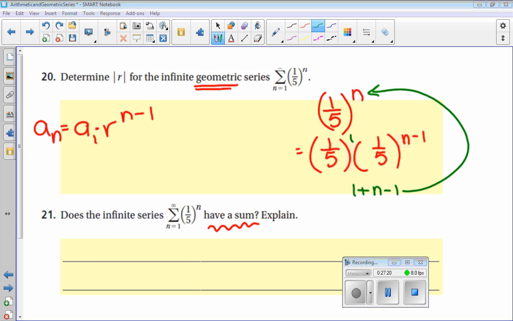So what is my first term in my sequence, or my series? The first term would be 1/5. What is the r? 1/5.